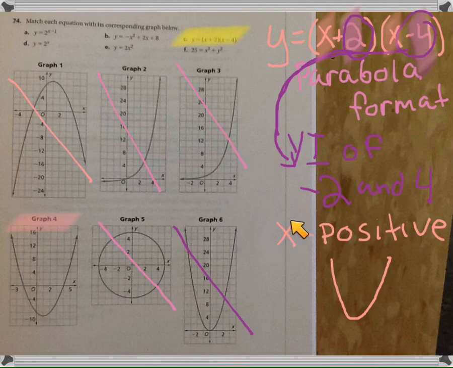And because there is no negative in front of the x squared, that means the parabola is positive and opens upwards, meaning it has to be graph 4.